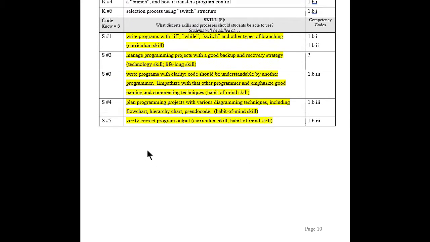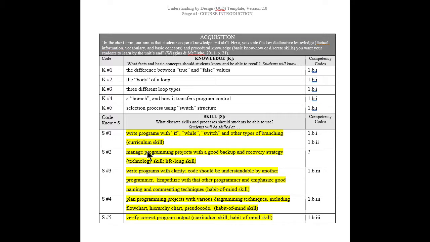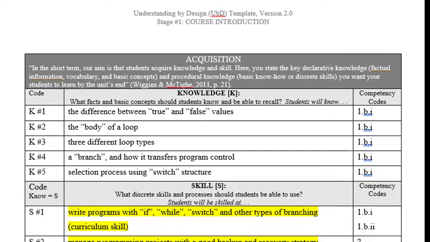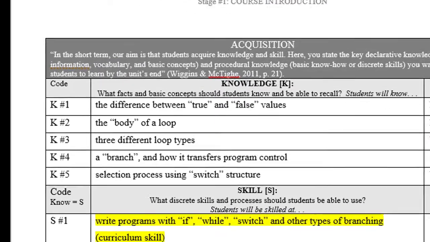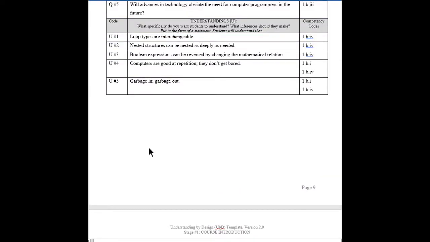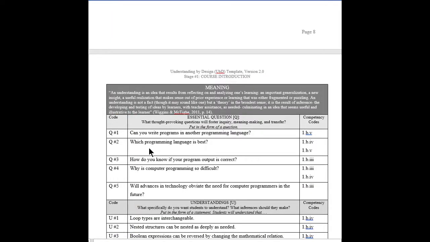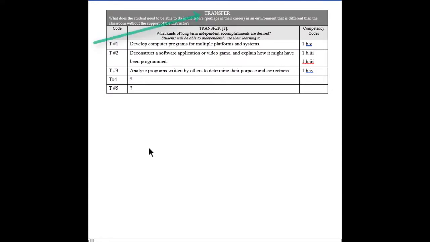Before we get into that, we need to take a quick look at stage 1 and remind ourselves of the information that we recorded there. So let's scroll on back. And we have different goal types. In this section we have acquisition goals, knowledge and skill, and a code in the left column to enumerate it. Then we have meaning types of goals and their codes in the left column, and transfer goals and their code numbers in the left column. We will use those frequently in the next section.